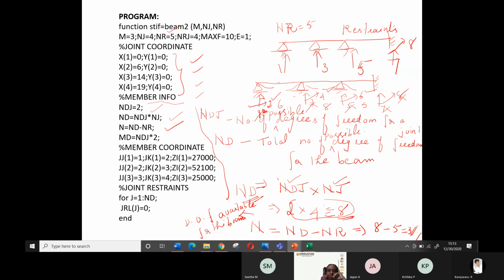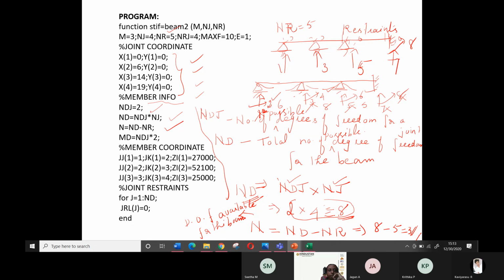Joint coordinate is easy. We are given 0, 0 as the coordinate of joint 1. This is 6 and 0. This is 14 and 0. This is 19 and 0, because the y coordinate is 0. So that we have given here. x of 1 is equal to 0, y of 1 is equal to 0, x of 2 is equal to 6, y of 2 is equal to 0, x of 3 is equal to 14, y of 3 is equal to 0, x of 4 is equal to 19, y of 4 is equal to 0.